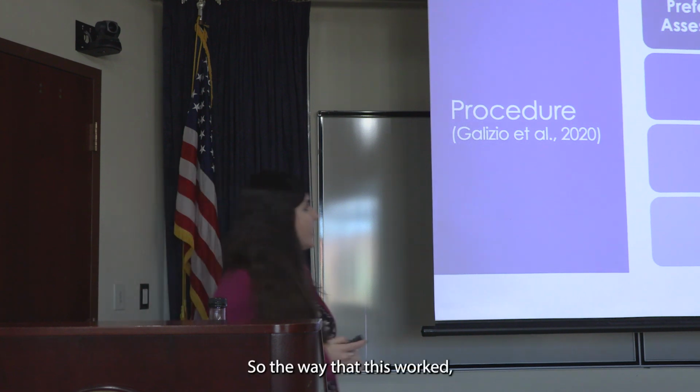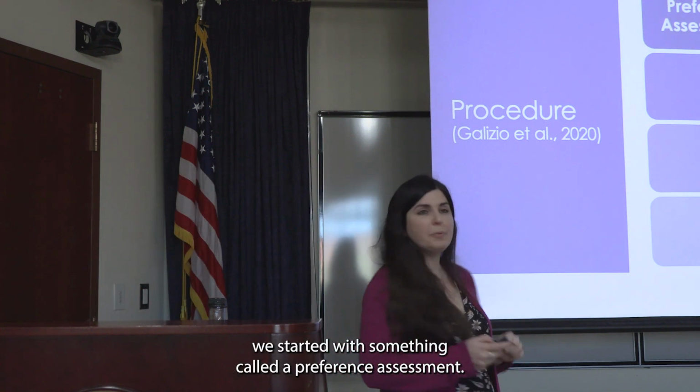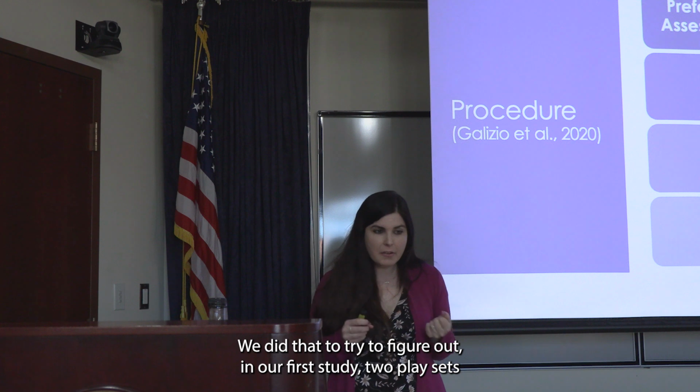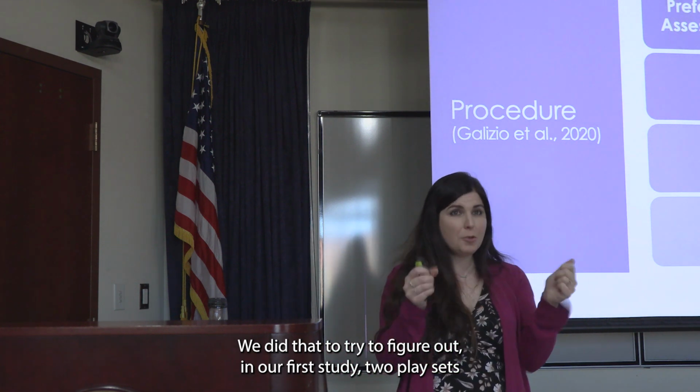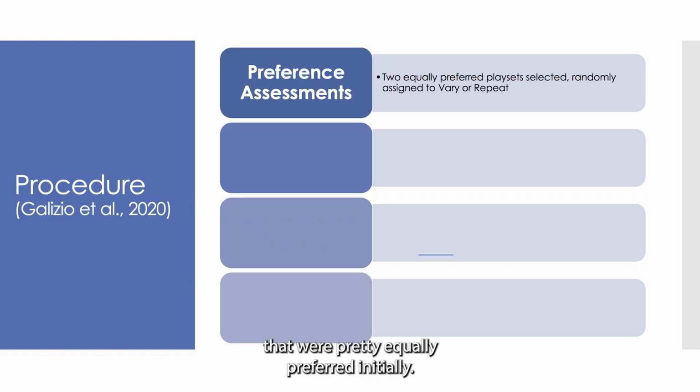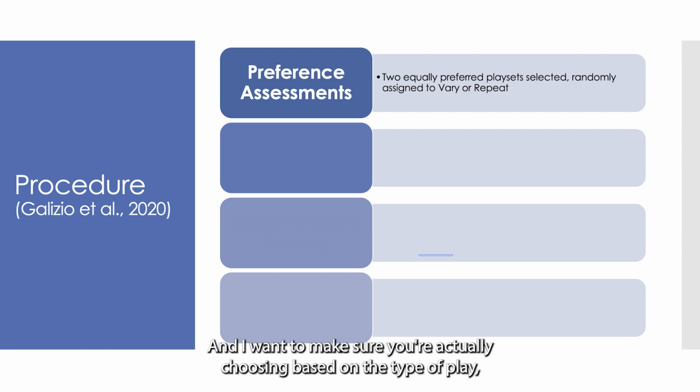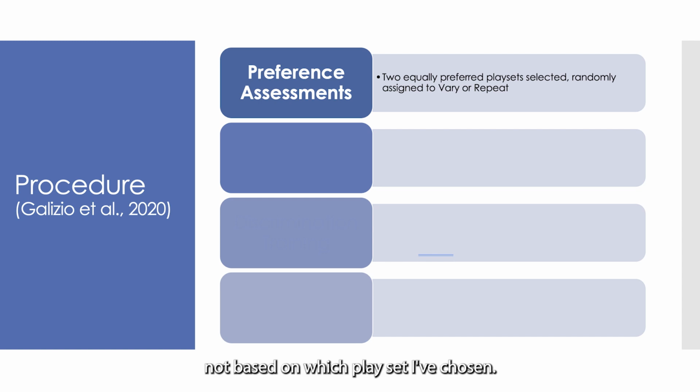All right, so the way that this worked, we started with something called a preference assessment. We did that to try to figure out, in our first study, 2 play sets that were pretty equally preferred initially. And we did that because we're going to offer a choice later, and I want to make sure they're actually choosing based on the type of play, not based on which play set I've chosen. So initially, we identified 2 play sets that are pretty closely preferred.